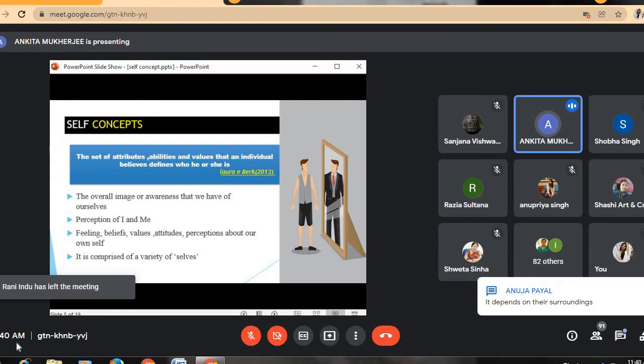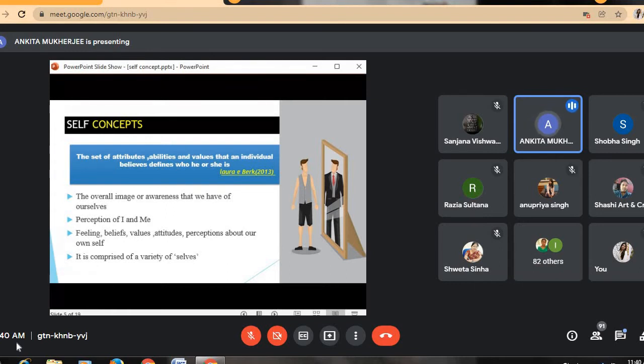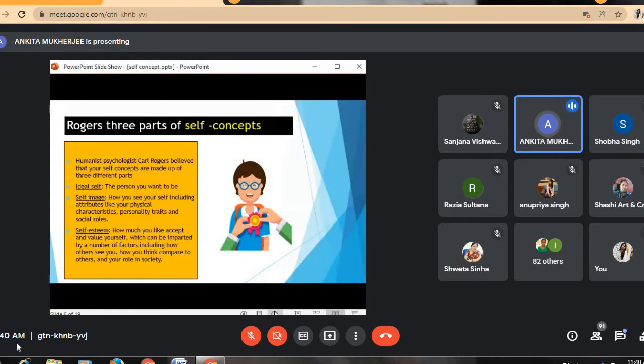To understand more about this self-concept, the humanist psychologist Carl Rogers has given one theory. Now what did he do? He divided the self-concept into three different parts: ideal self, self-image and self-esteem. Now let's look at what ideal self is.